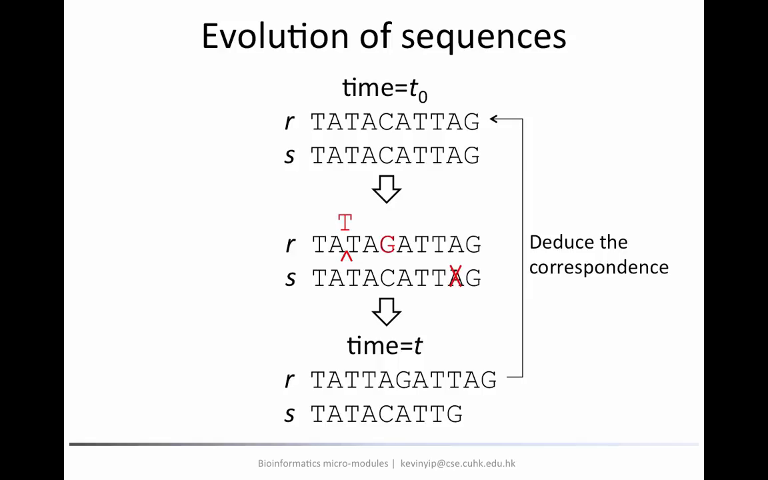Alternatively, if we are not sure whether the 2 sequences actually came from the same origin, we could also try to find the correspondence and compute a similarity score accordingly. The idea is that if the similarity score is high, the chance that the 2 sequences actually came from the same origin is also high.